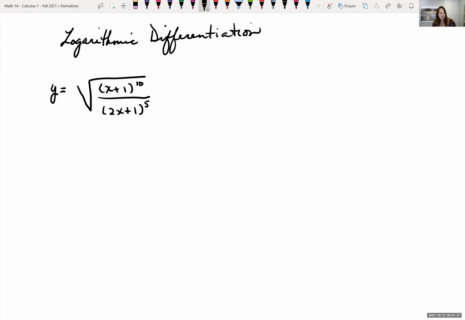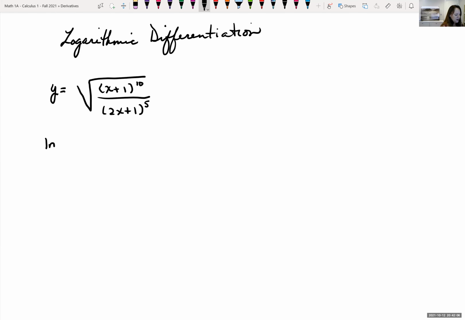Okay, so here's an example where we're going to use what is called logarithmic differentiation to find the derivative. And we have y is equal to the square root. Underneath the square root, we have in the numerator x plus 1, that quantity is to the 10th power. And then in the denominator, underneath the radical, we have a quantity 2x plus 1, and then that whole quantity is raised to the 5th power. So here's a case where we might want to take the natural log of both sides before we take the derivative, and then let's rewrite it using properties of logs to rewrite that one side as a string of simpler logs.